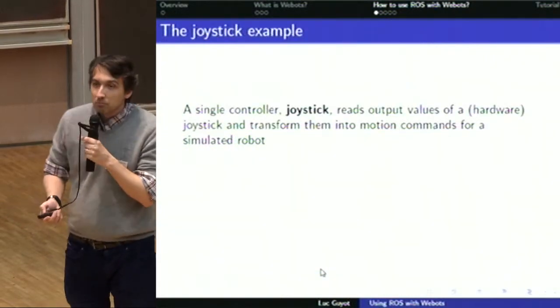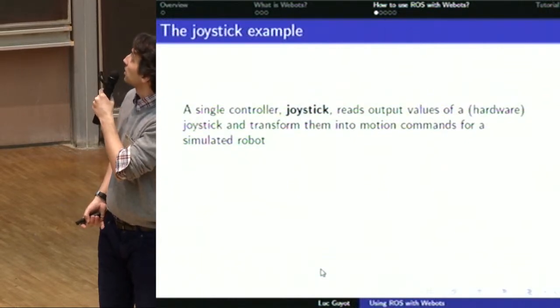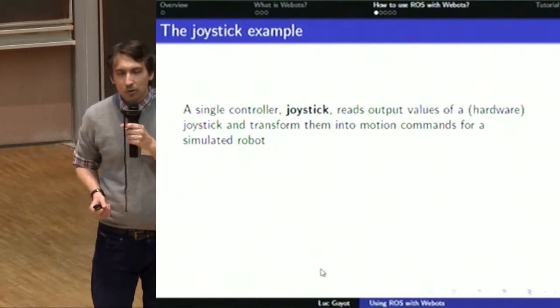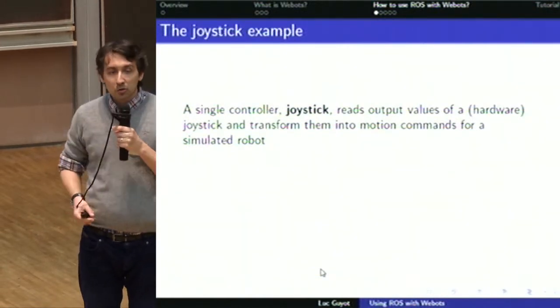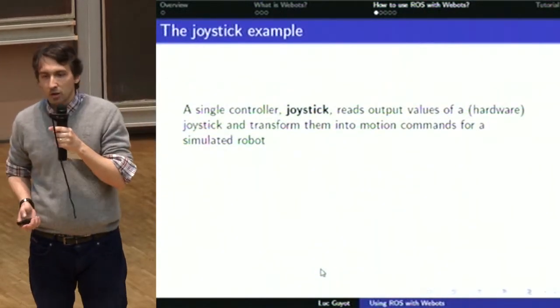My example is a single controller called joystick. It reads the output values of a real hardware joystick plugged into your computer, and transforms them into motion commands for a simulated robot. It will be a simple differential wheels robot.